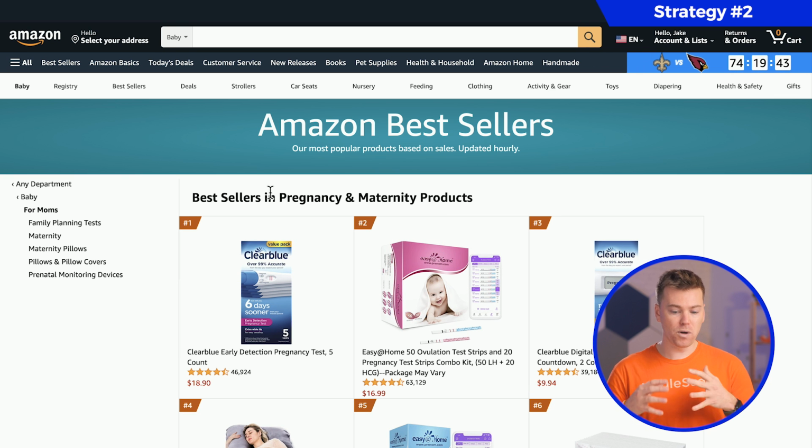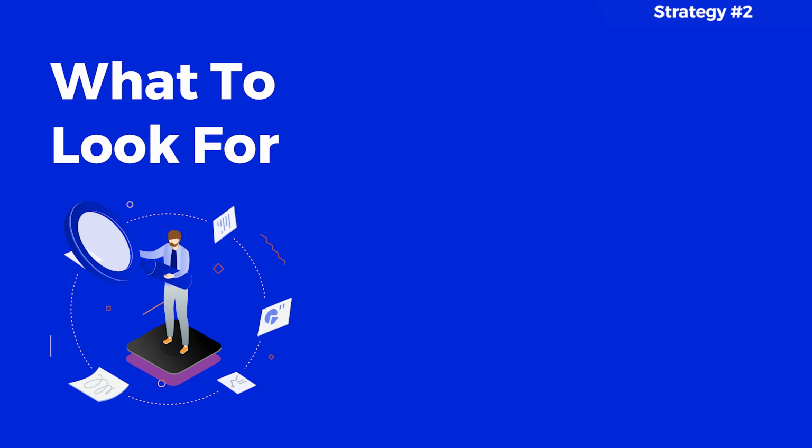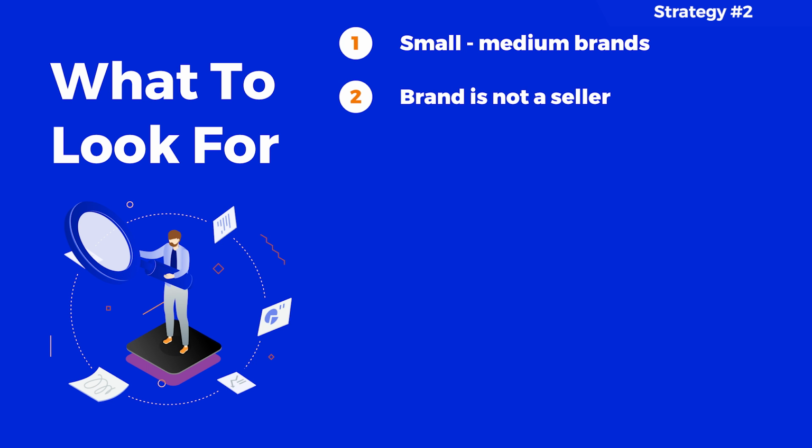And now here's what you want to look for when you're on this page. So again, you want to look for brands that are in the small to medium range. You don't want to work with any big brands. So when you're on the bestsellers page, if you see a brand that you recognize, I'd skip over that and try to find a brand that you're just not familiar with yet. Also, you want to make sure that the brand is not the seller. And we'll show you how to do this when you're looking at the buy box in just a moment.